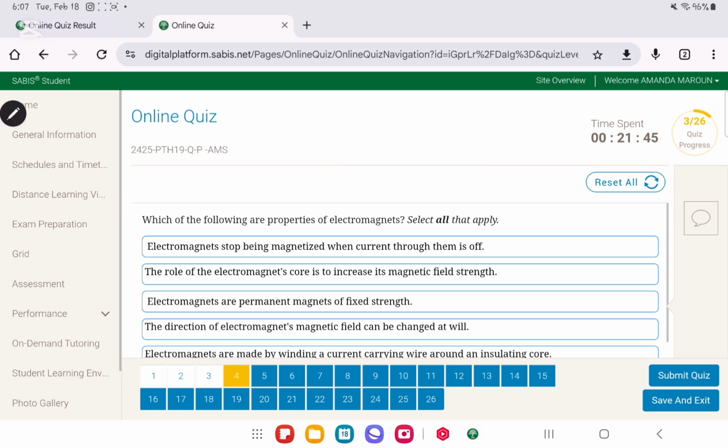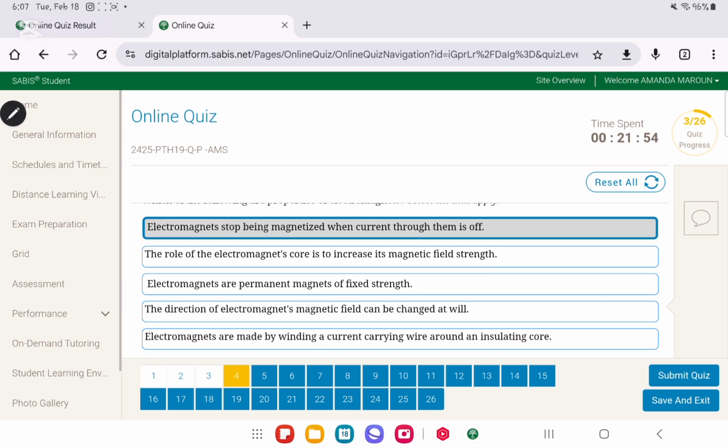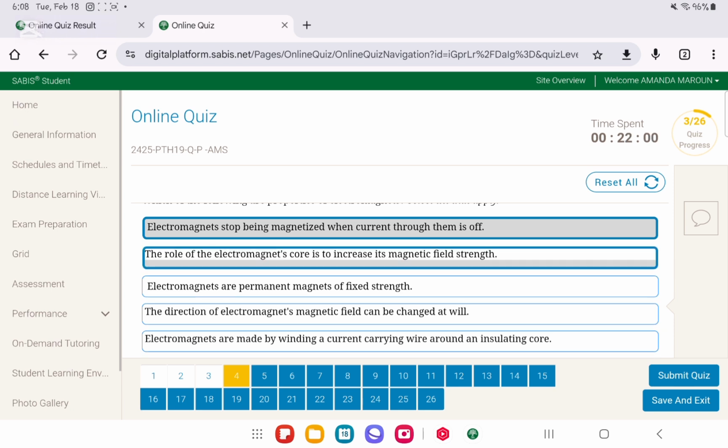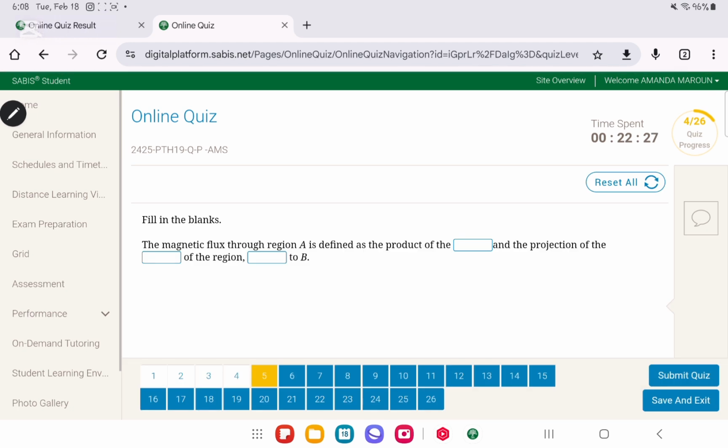So very simply, over here, this is the first option, that when the current is off, they will stop being a magnet. The second thing is that the electromagnet core is used to increase the magnetic field strength. The next thing is that the direction of electromagnets can be changed at will, whereas they are not permanent magnets and they are not made by winding around an insulating core. They are made by winding around a conducting core.